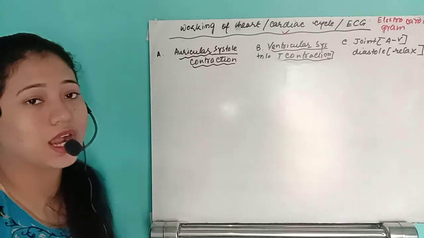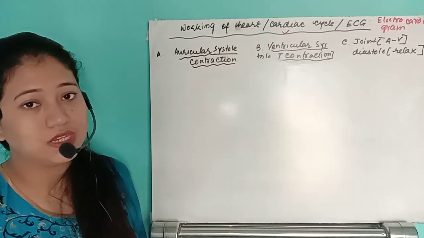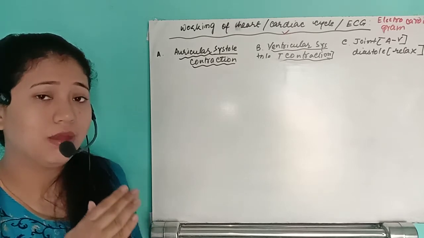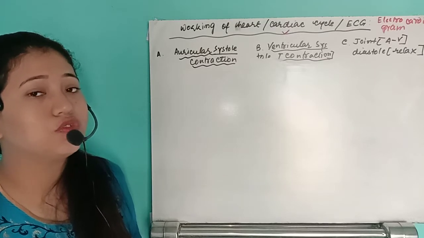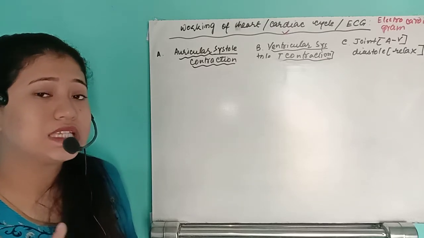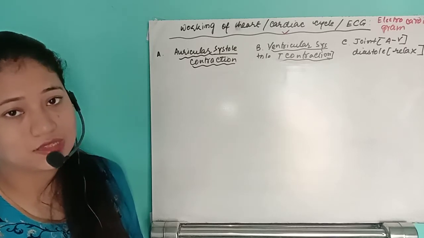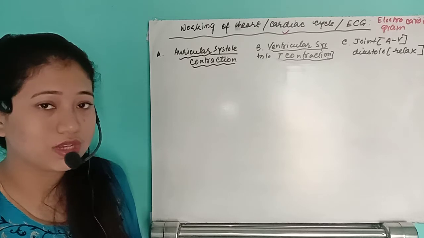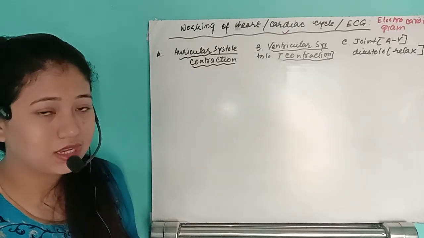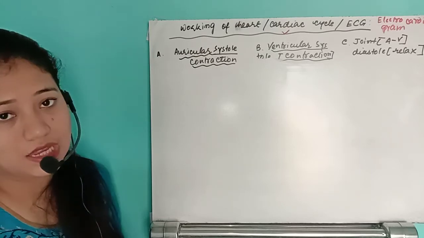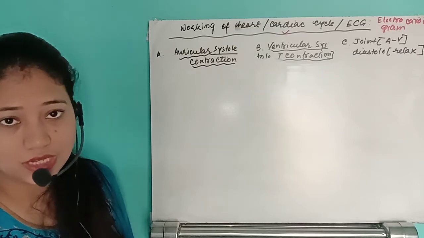Before coming to the cardiac cycle, let's see how many times the heart beats in 1 minute. Our heart beats 72 times in 1 minute. If the heart needs to beat only once, how many seconds will be required? That indicates a cycle, and that cycle is called the cardiac cycle. One beat of the heart indicates the cardiac cycle. So how many seconds will be required for the cardiac cycle?